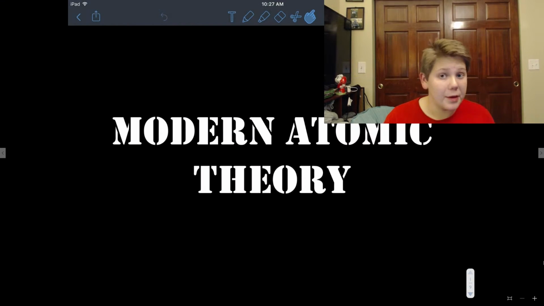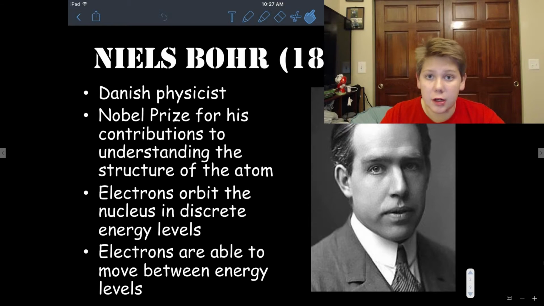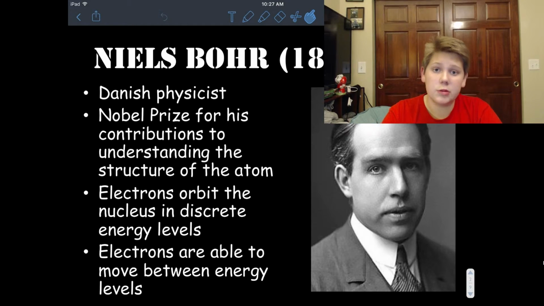Alright guys, so I'm going to wrap it up here. Basically what we learned about today: we learned about the modern atomic theory and what it is. The creator of it was Niels Bohr, who was a Danish physicist, and he was born in 1855 and he died in 1962. His idea was about the electrons orbiting the nucleus in discrete energy levels and how they are able to move between the energy levels.